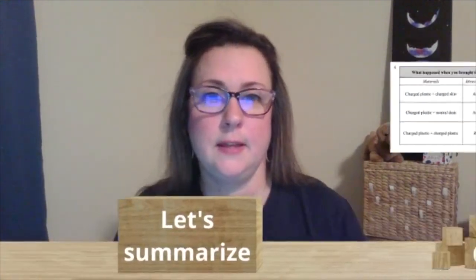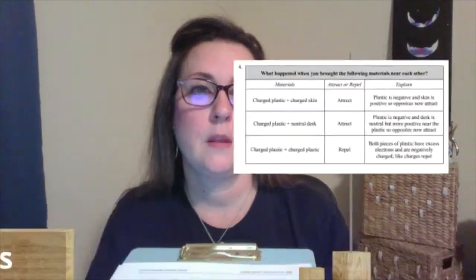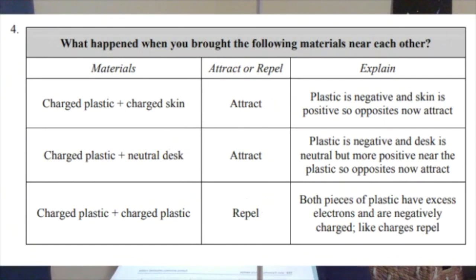All right, so make sure you finish that table up, and let's go over that and summarize together everything that we learned. So if you take a look here, the charged plastic and charged skin that we started with, the plastic ended up negative because, as I told you, we transferred electrons. The skin ends up more positive because we lost the electrons, so now those two are opposites and they attracted each other.